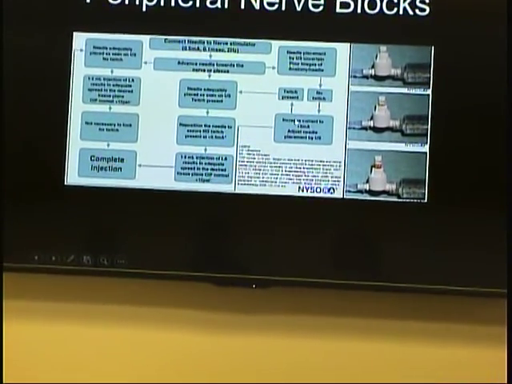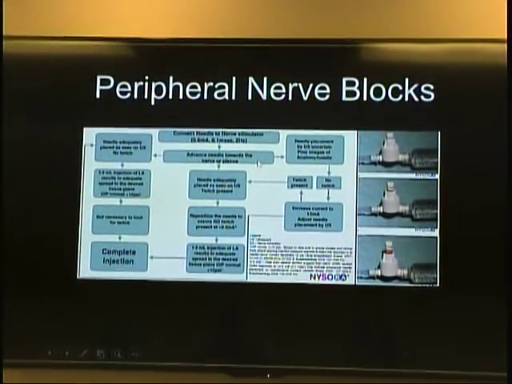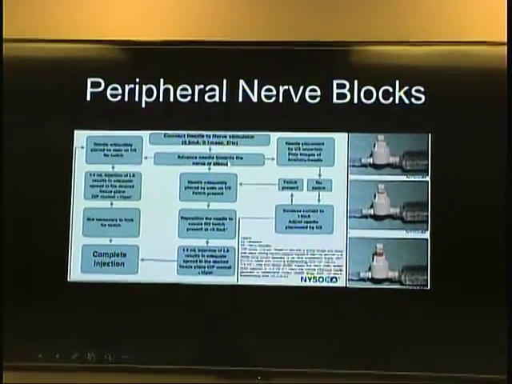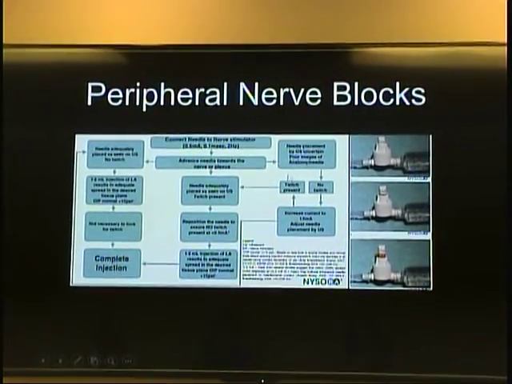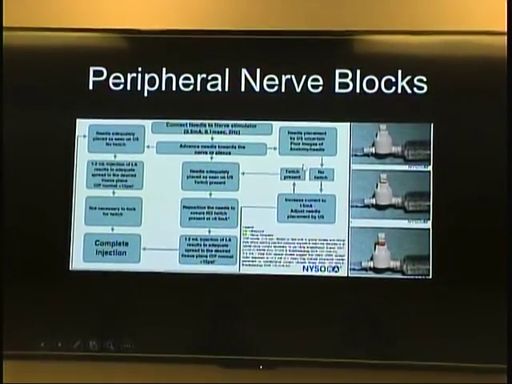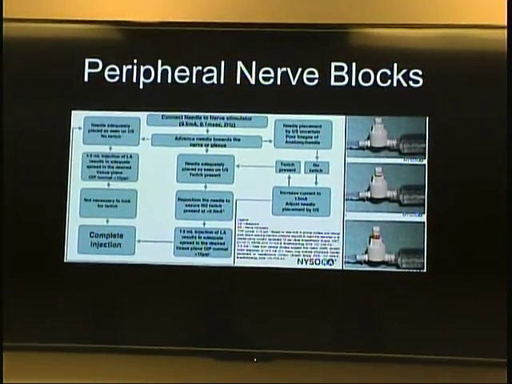And then this kind of just goes through, you don't have to know this, but just a little flow sheet of using your ultrasound and using your nerve stimulator. So nerve stimulator is great, but it has its drawbacks, especially if someone came in with a fracture and you don't want to necessarily twitch a muscle. That's going to be hurting the person.